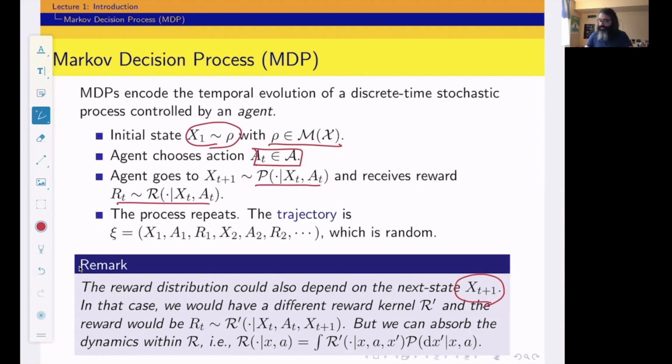Maybe I skip it. You can take a look at it and see if it makes sense to you or not. But they're mathematically the same, so I use the notation that reward only depends on xt and at instead of xt plus 1. The proof is that if we have a reward kernel, R prime, that depends on xt, at, and xt plus 1, we can define a reward kernel R that only depends on X and A by marginalizing through the dynamics. So if we take this integral over R prime, we get R.